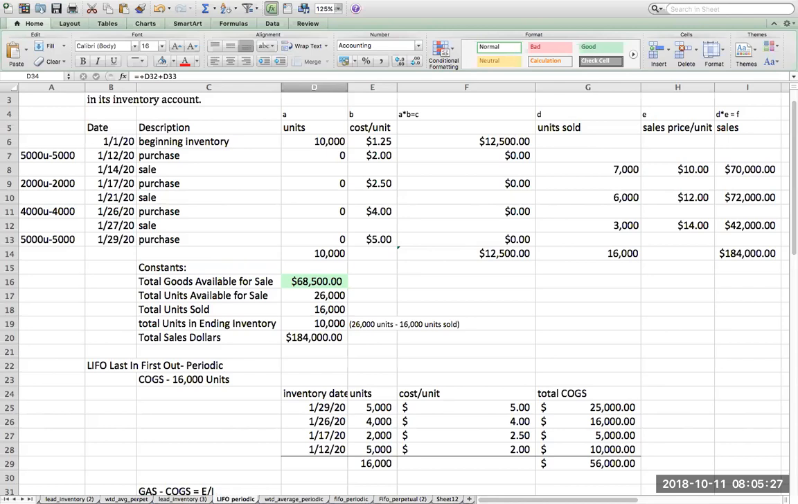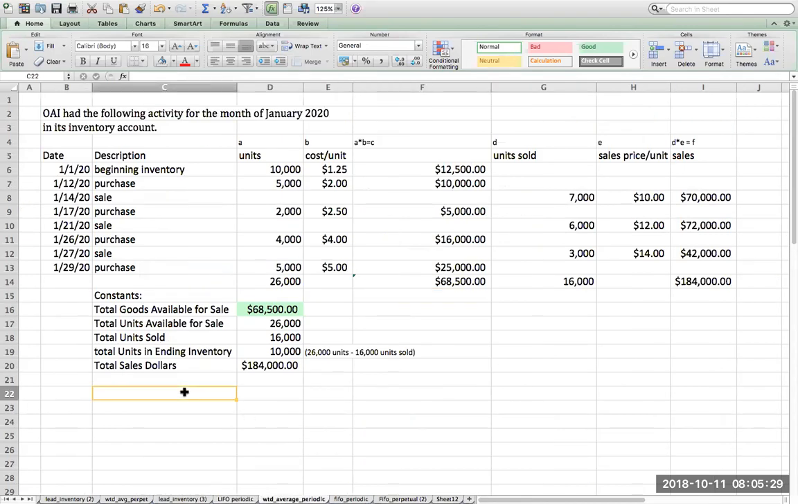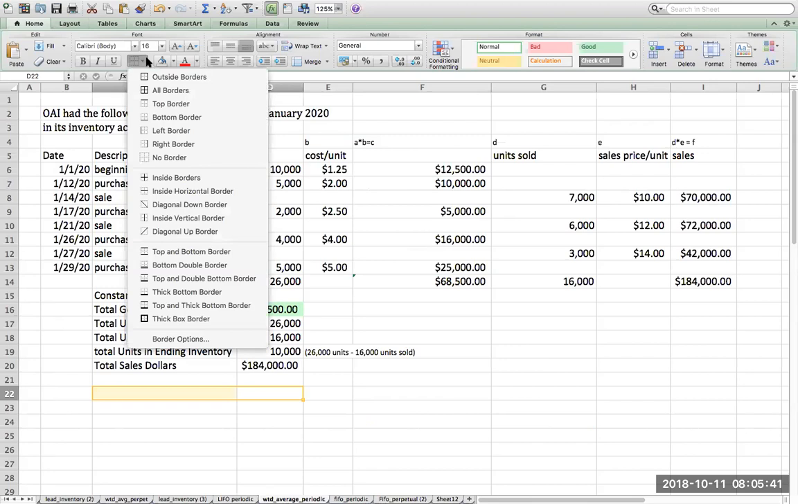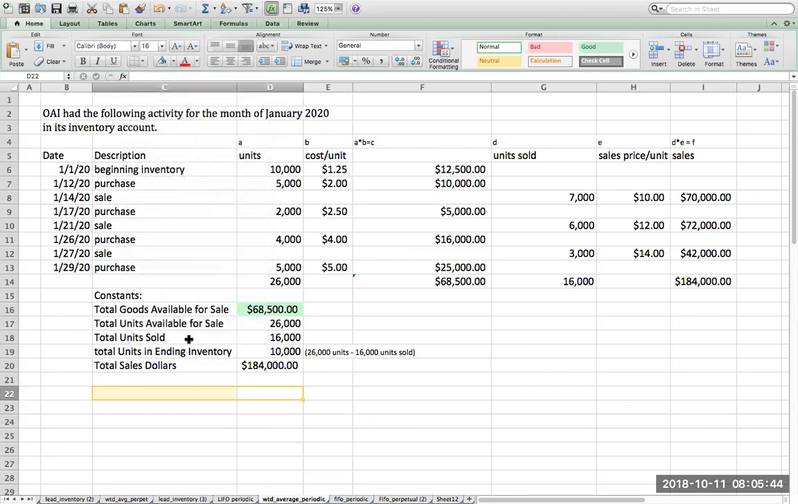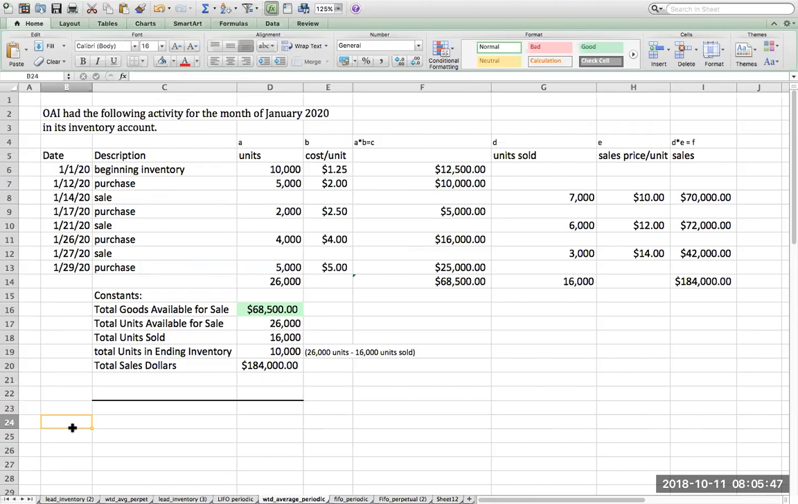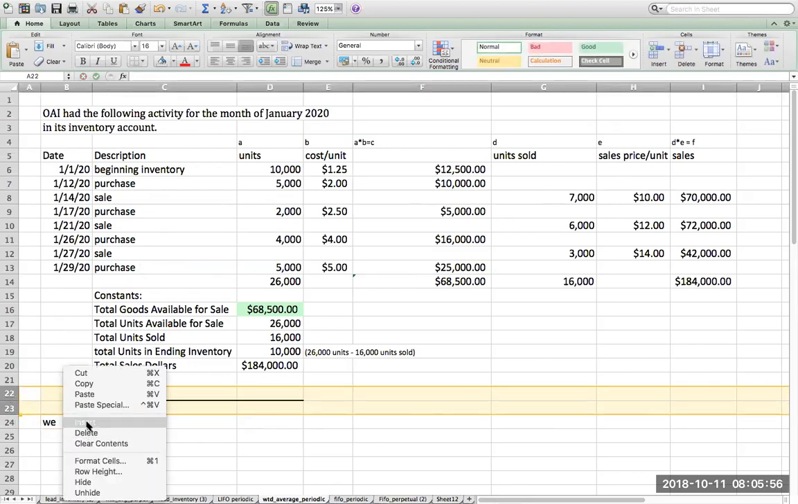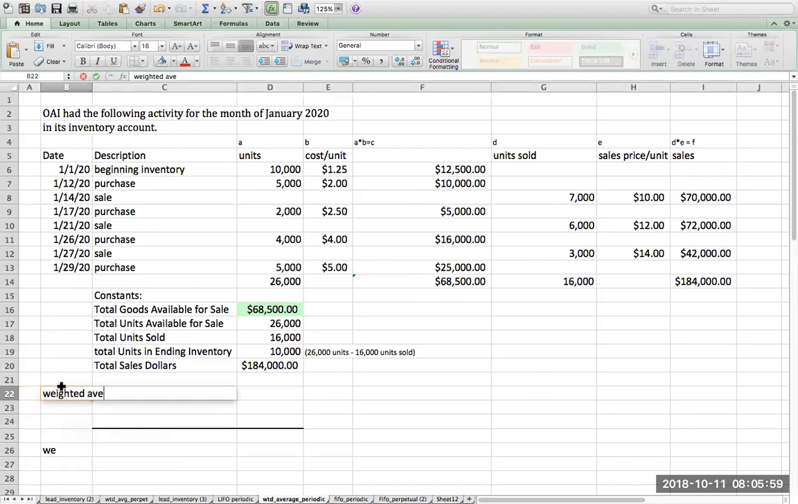The next method we're going to be looking at is weighted average periodic. Now, with weighted average periodic, what we're trying to figure out is what is the weighted average cost of my inventory that I purchased. And so the way we're going to figure this out is we're going to say weighted average periodic, and I'll write this above. Weighted average periodic. So here I'm going to have my total goods available for sale.